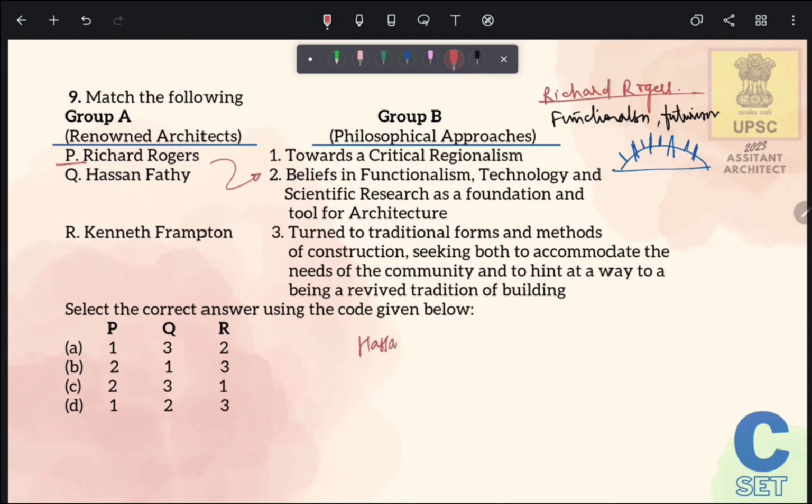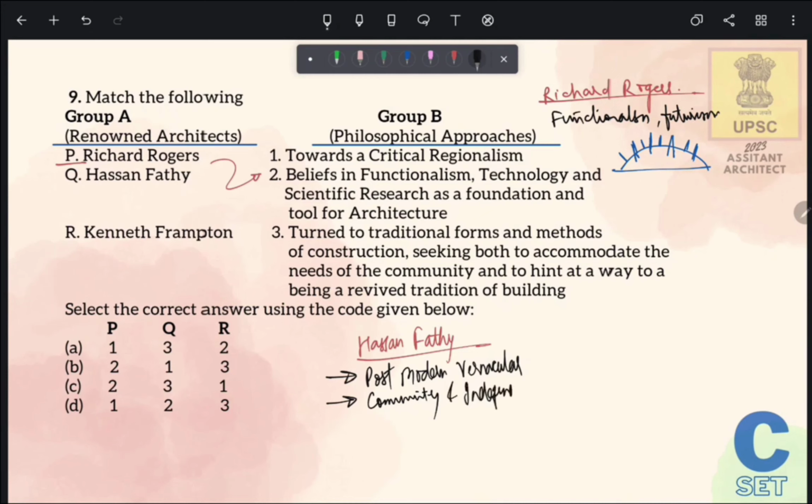Next is Hassan Fathi, and his philosophy is related to postmodern vernacular. He worked for community and indigenous development and cost-effective building in rural areas. Therefore, his philosophy matches with turn to traditional form and method of construction, seeking both to accommodate the needs of community and to hint at a way to being a revived tradition of building.